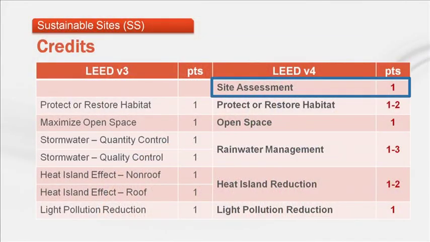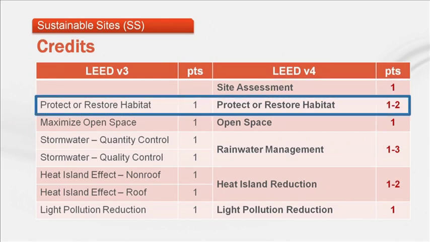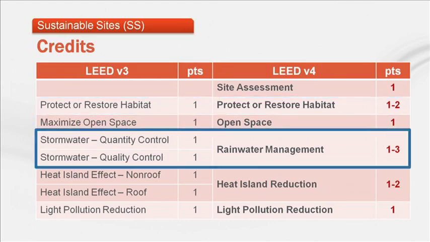A new sustainable sites credit awards a point for conducting an early survey of the site conditions as related to topography, climate, vegetation, soils, human health, and others. Also note that the protect or restore habitat credit is worth an additional point in version 4. The rest of the credits in this category have only minor changes. Previously, stormwater quantity and quality control were separate credits. In V4, they have been combined into one credit called rainwater management, which is now worth up to 3 points.